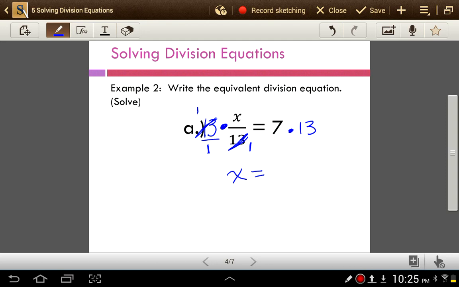On the other side, I'm going to multiply the 7 times the 13, which is 91. So my final answer is x equals 91. And that's the equivalent division equation, which requires us to solve the problem. Okay.